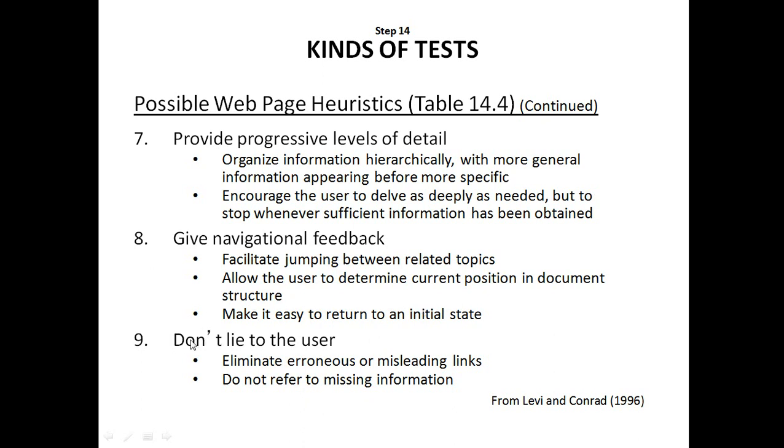The ninth one, that is, don't lie to the user. Eliminate erroneous and misleading links. Do not refer to missing information. We have a set of heuristics that should and must be provided to the evaluator. Based on these guidelines, they are simply interested in evaluating your system, either a user interface, a graphical system, or your web pages.